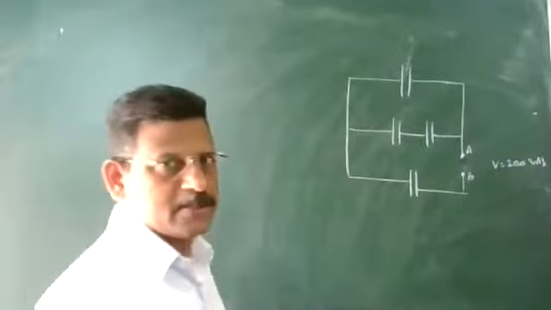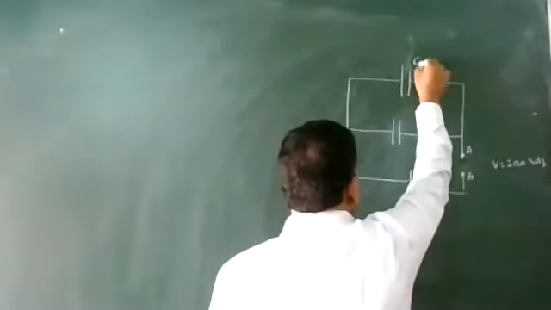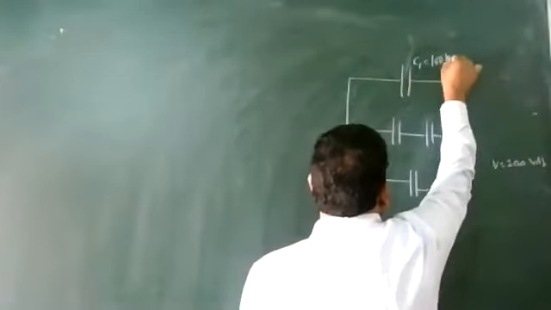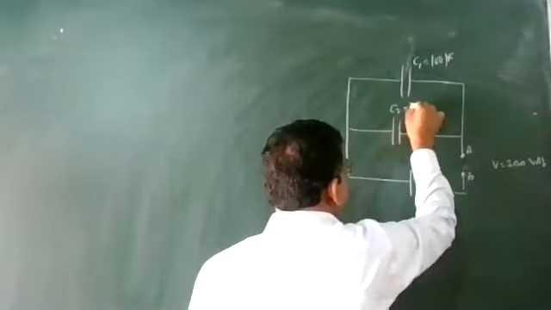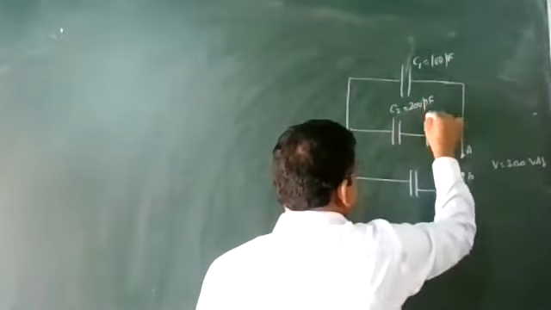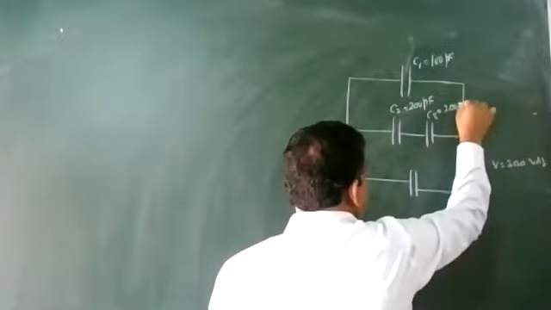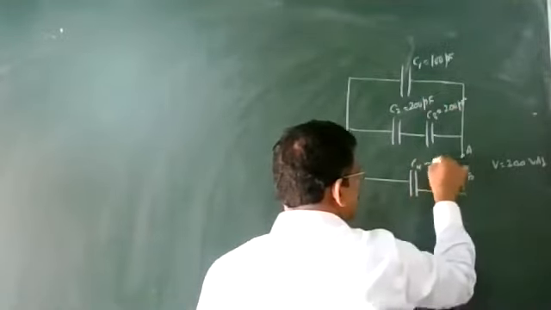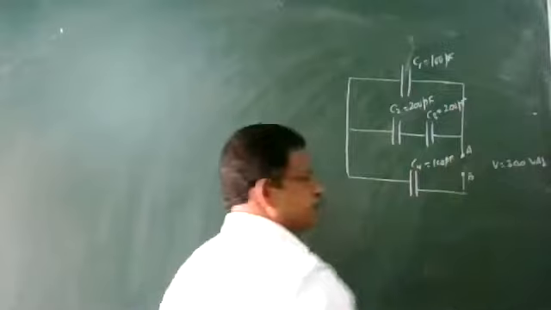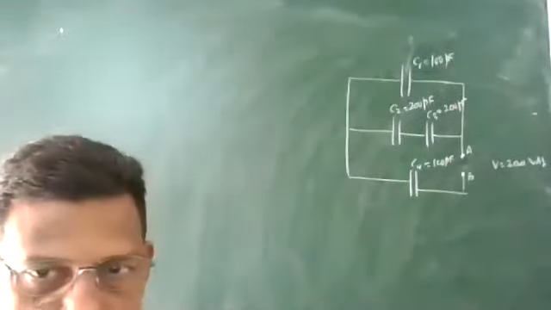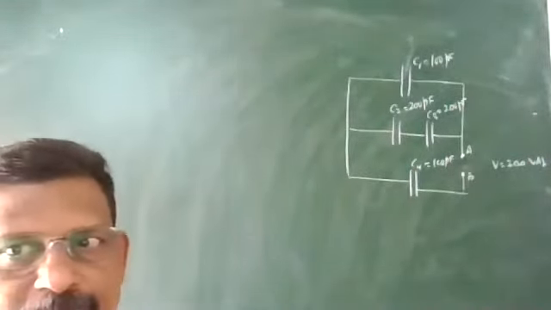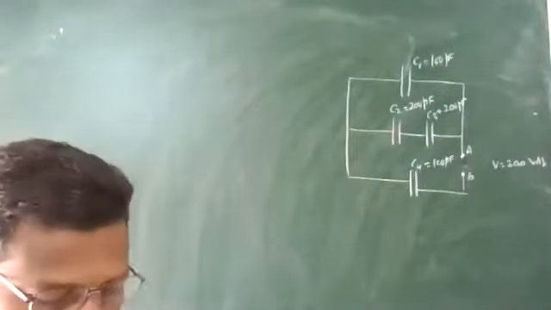So four capacitors are here. C1 is 100 microfarad, C2 is 200, C3 is also 200, and C4 is equal to 100 microfarad. What is the equivalent capacitance between A and B? How many of you completed this one?